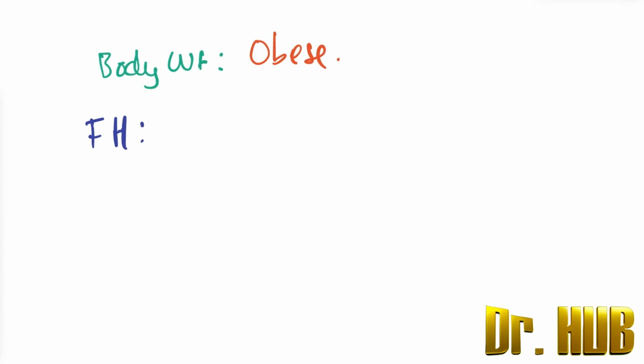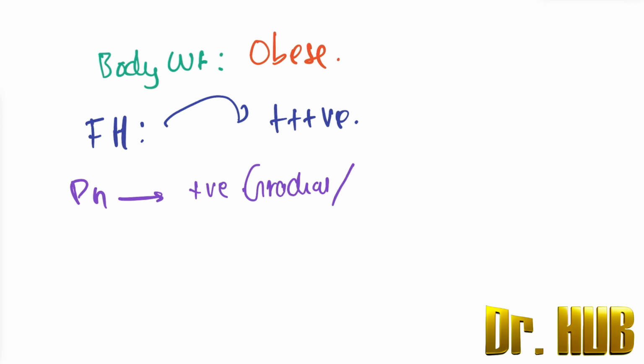Now let's look at the BW, that is the body weight. Here the body weight is going to be obese. Then what about the FH, the family history? Family history is going to be strongly positive. The presentation is going to be gradual or symptomatic, whereas in Type 1, the presentation was abrupt.